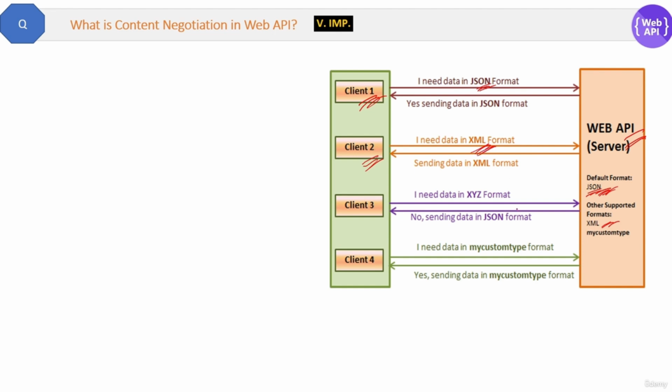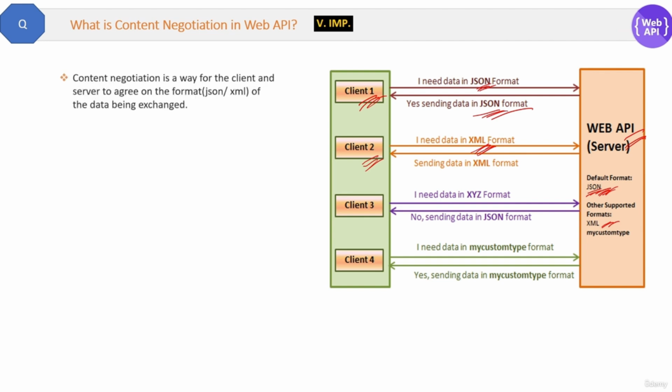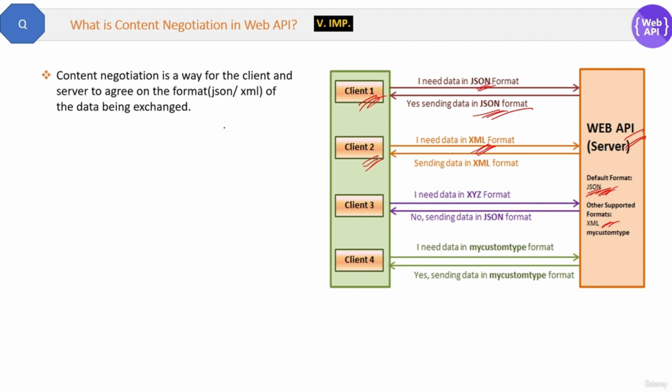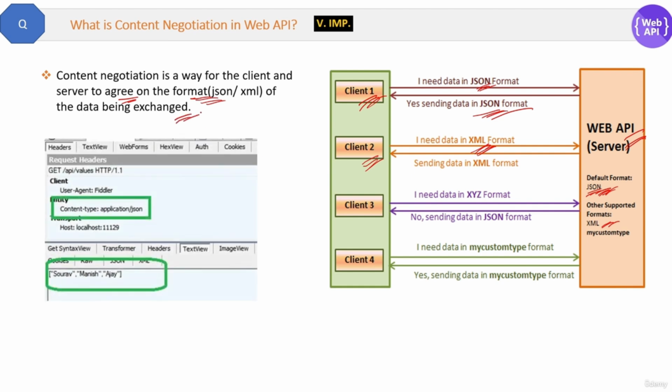Now this mechanism of the client telling the API that we need the data in a particular format, and then Web API sending the data in that requested format, is called content negotiation. The definition is, content negotiation is a way for the client and server to agree on the format, JSON or XML or any other, of the data being exchanged. Here you can see in the Fiddler tool, the content type format is JSON and below is the JSON string data. Now how to do content negotiation?